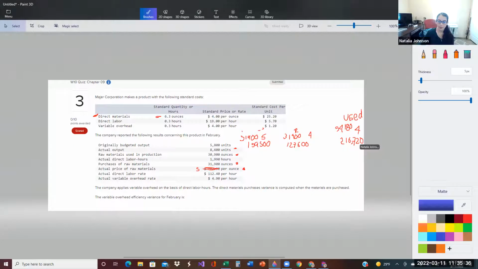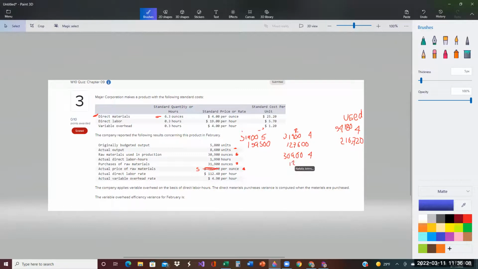Okay, and we also need to find the second column for used too. So for used, they used 30,900 right here. And the standard price is 4 again. So 30,900 times 4 is 123,600. Yeah, okay.